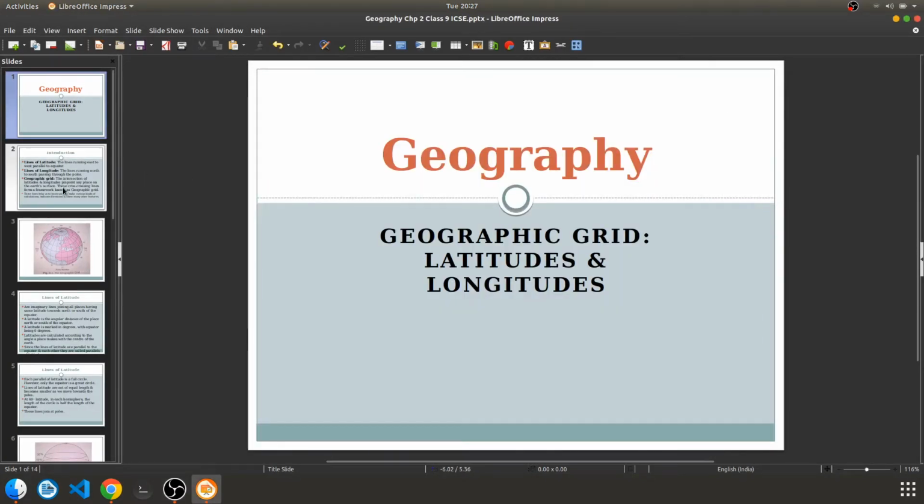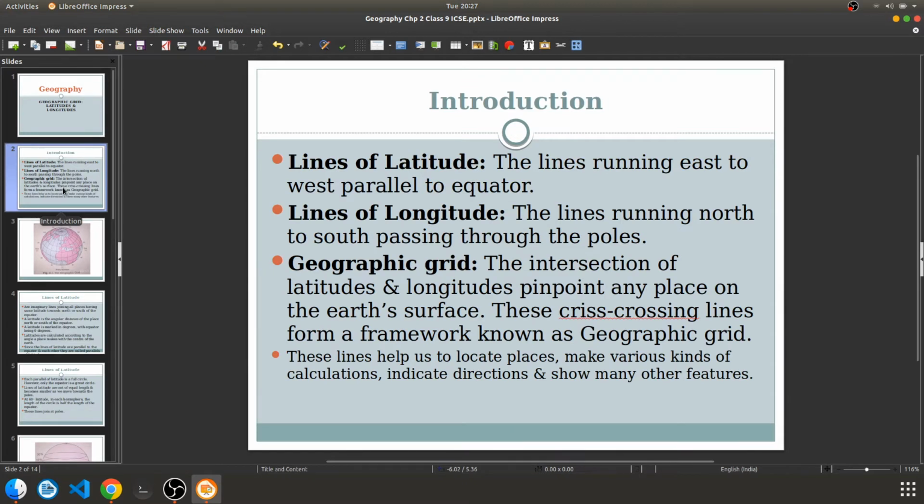So today we are going to start with geography, one chapter, chapter number 2. The name of the chapter is Geographic Grid, Latitudes and Longitudes. Here we are going to understand for what reason these latitudes and longitudes are there, what uses are there, how it is going to help us, why it has been formed, and what terms are there in this.